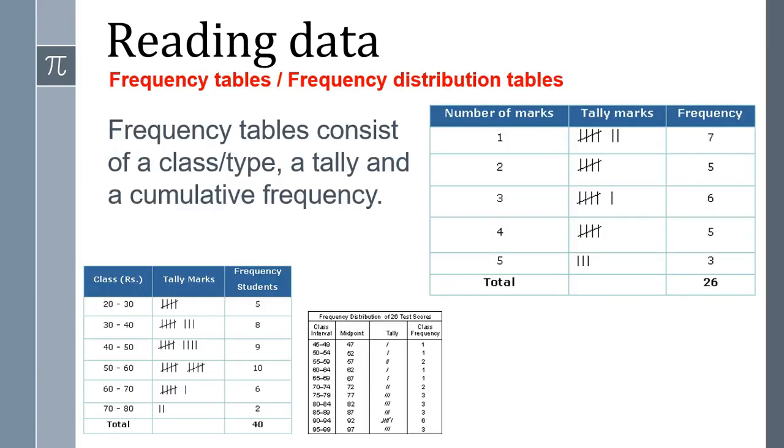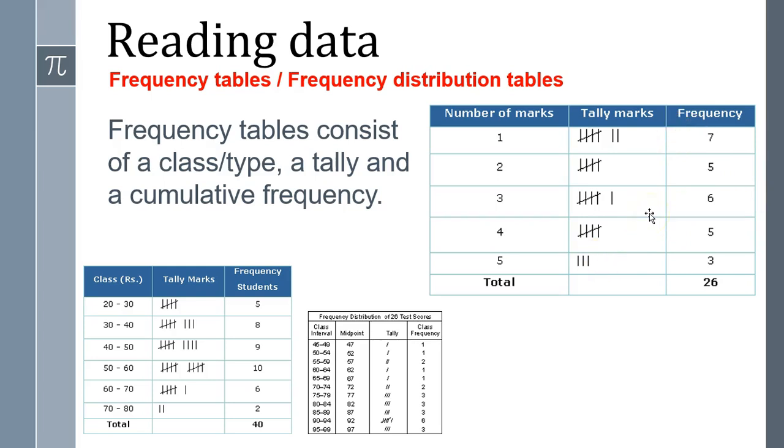Now what we're going to do is have a look at what is called a frequency table or a frequency distribution table. I've got a couple of examples here. They look a little bit different. This one up here has number of marks, tally as you go, and how often they occur, so frequency. So that's pretty typical of what you see.